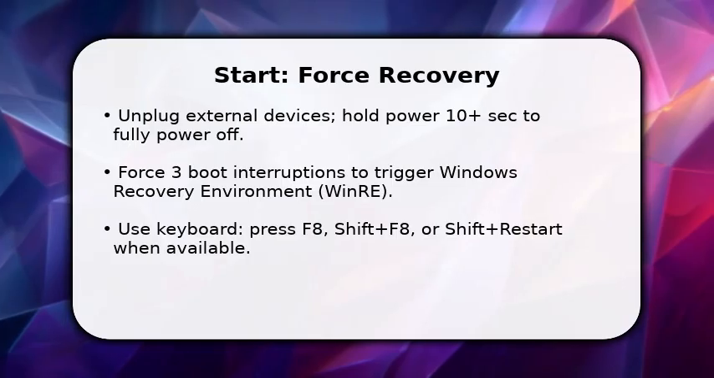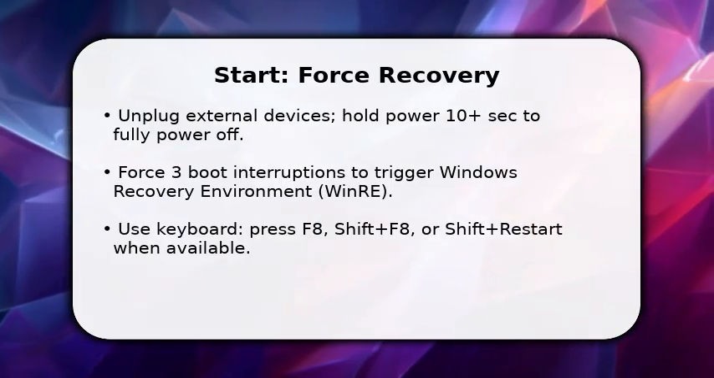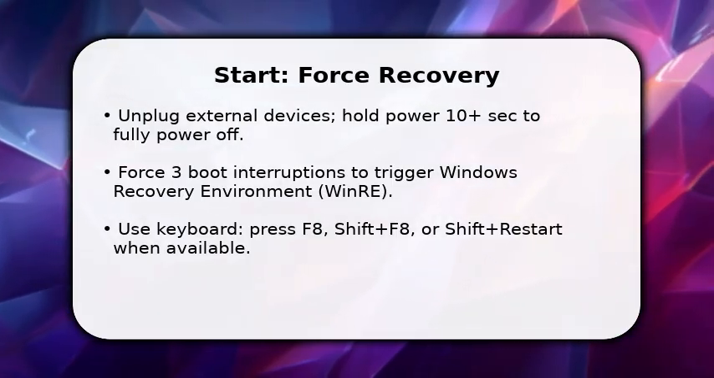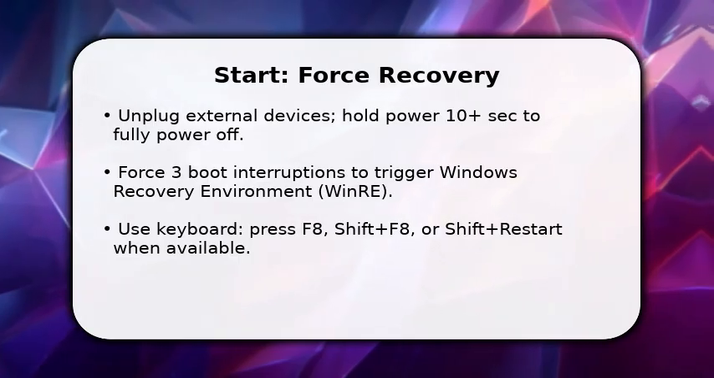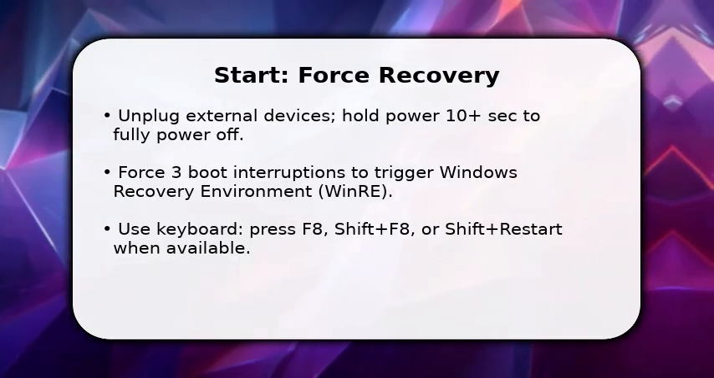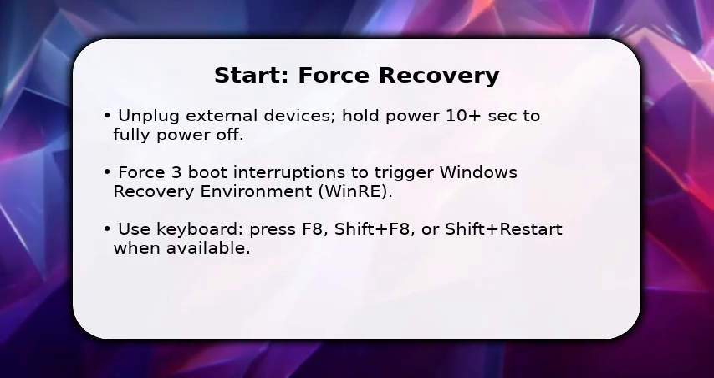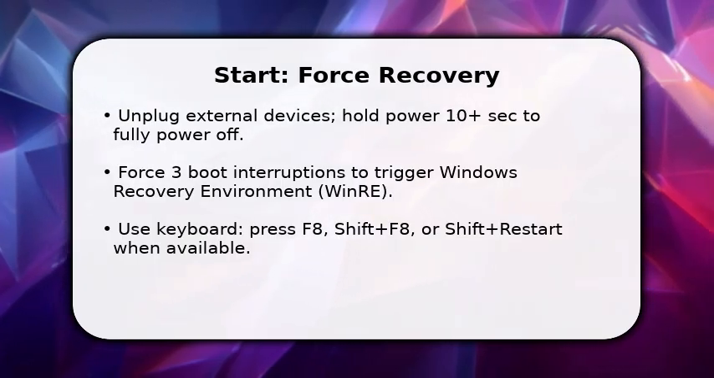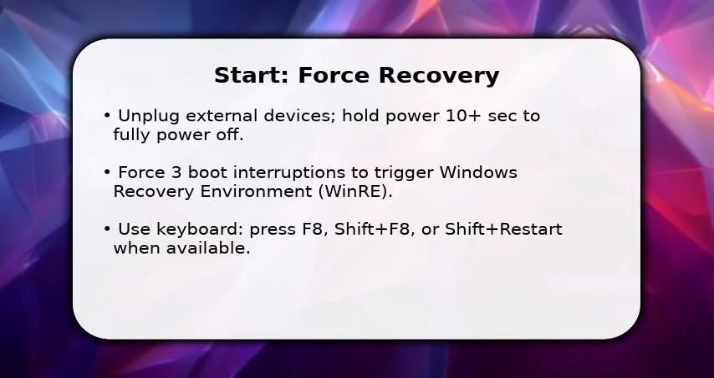You begin by forcing Windows into recovery mode so you can act. This avoids guessing. First, disconnect USB drives and external monitors, then hold the power button for 10 seconds to ensure a full shutdown. Next, boot and interrupt startup 3 times to trigger WinRE.